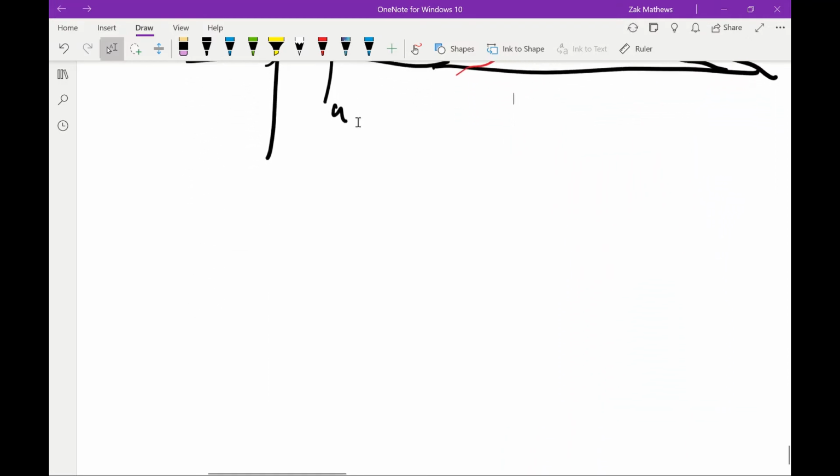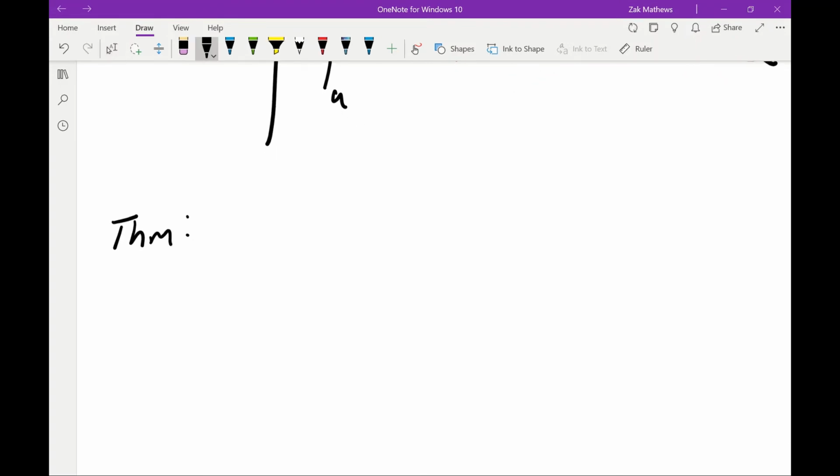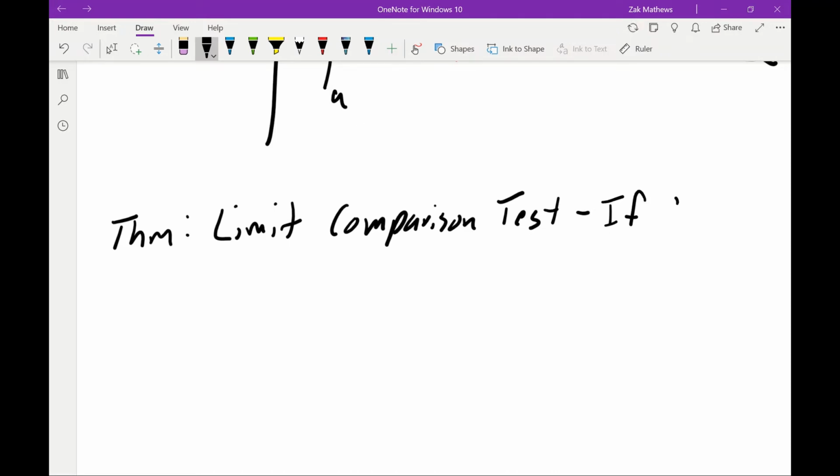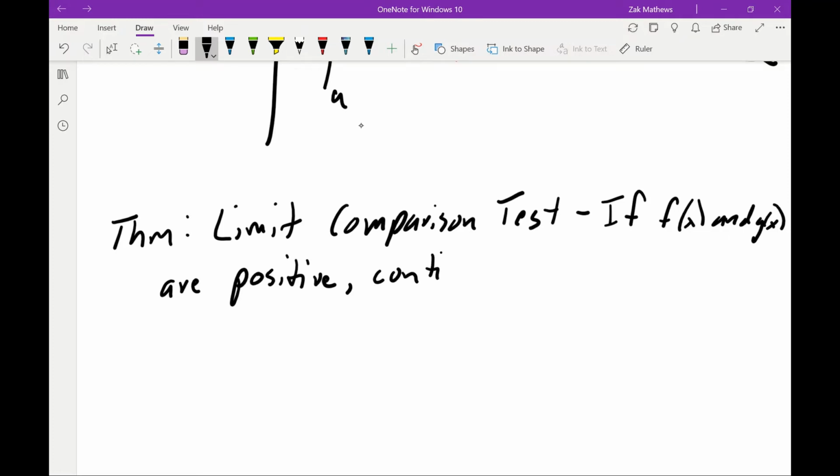Let's talk about the next theorem. This is the limit comparison test. The limit comparison test states if f of x and g of x are positive continuous functions. Yes, we have that positive again. We've not written it in terms of being greater than 0 because we don't need one to be larger than the other, but they're positive continuous functions on our interval from a to infinity.